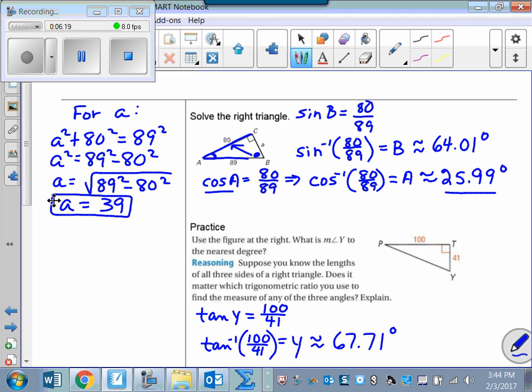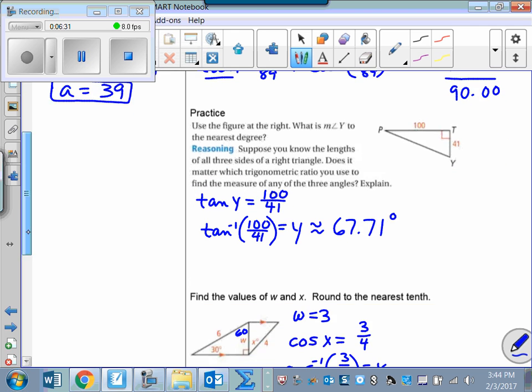And of course I know these two have to add up to 90 degrees, right? Because the other two angles in a right triangle have to add to 90. So sure enough, they do. So I feel confident in that answer.